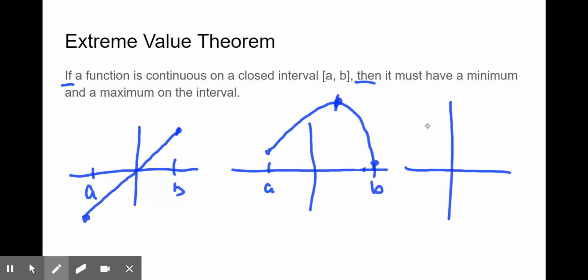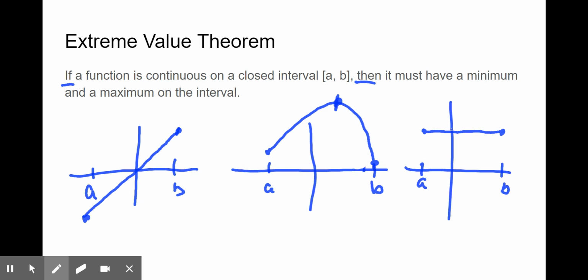But what about this? That's certainly continuous. Does it have a min and a max? The answer here is yes, it does. Every point is a min and a max, right? Every point's the absolute min and every point's the absolute max because all the values are the same, okay? So that's what we're talking about here.